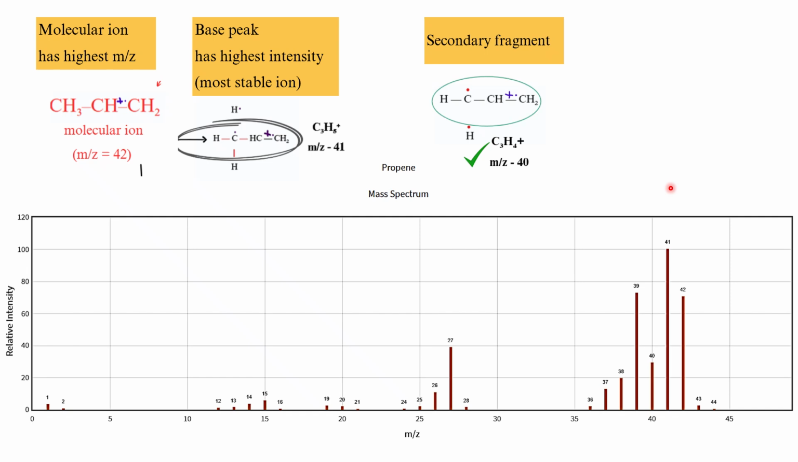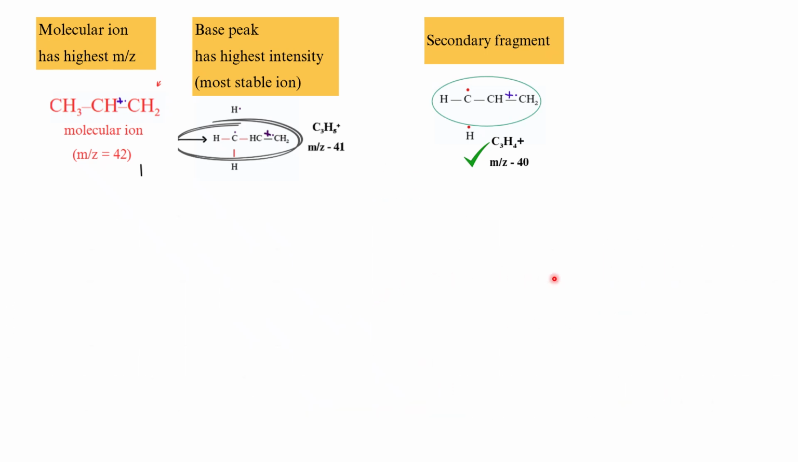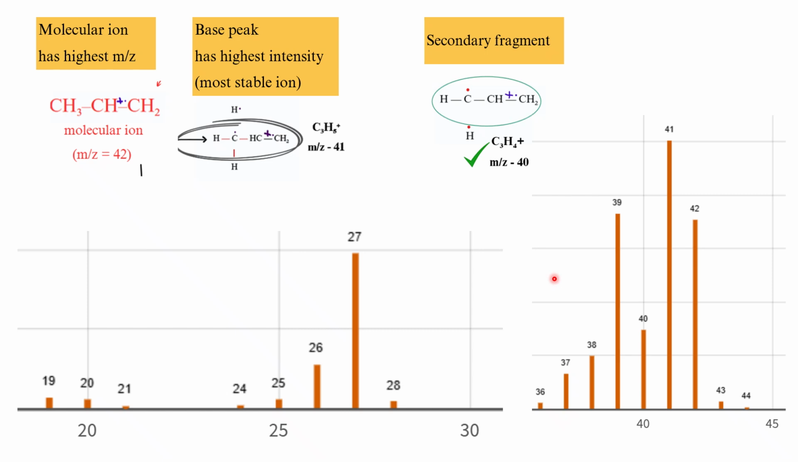So this is the mass spectrum of one protein. I will zoom it in so that you'll be able to see the values of these peaks properly. As you can see here, I have got the most intense peak, which is 41. And yes, it is absolutely correct because it is going to be our base peak. I can clearly see that I have my molecular ion peak at 42. Next, I can also see that there is a secondary fragment at 40, which is over here.